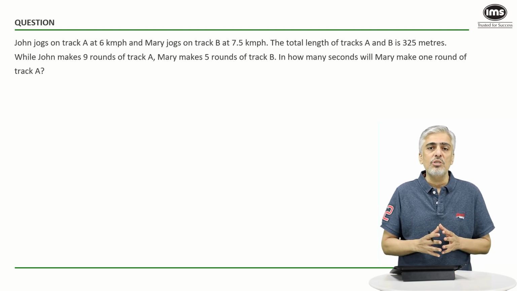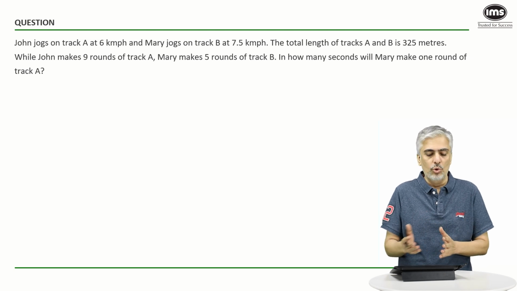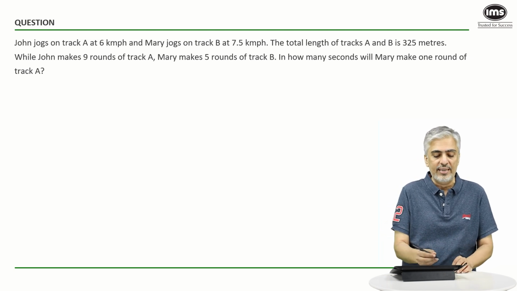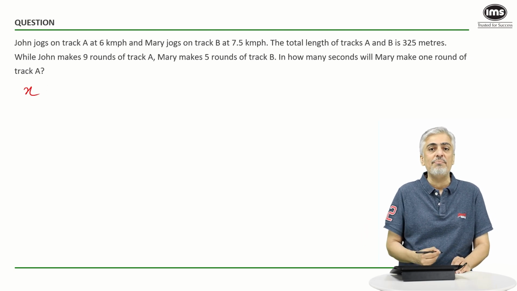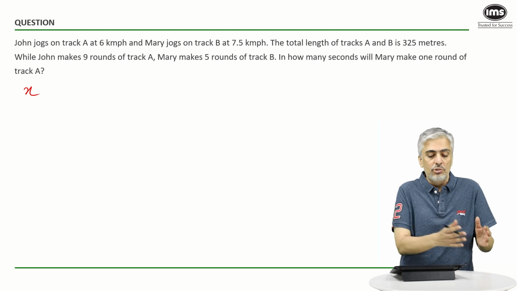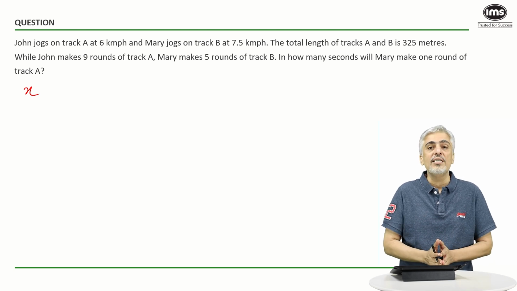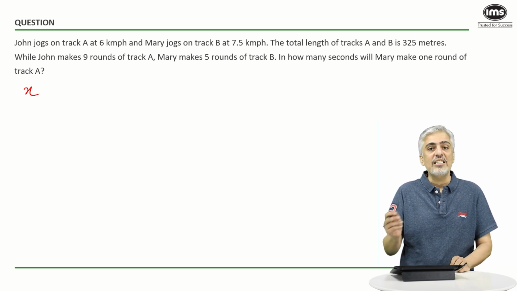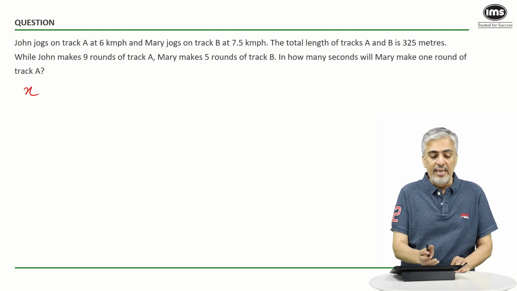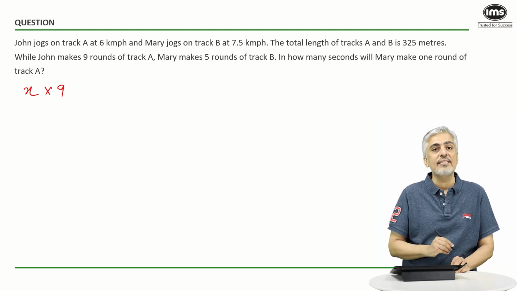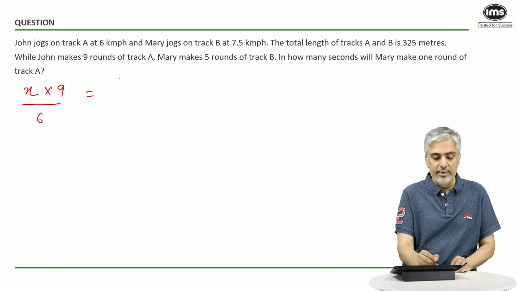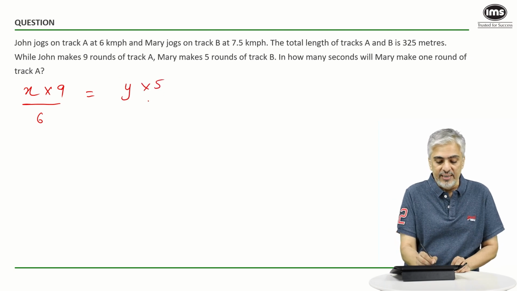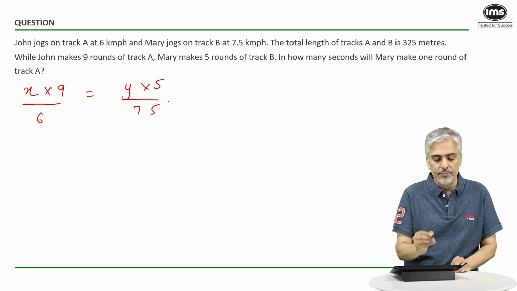So first what we'll have to do is find the length of the tracks. So let's assume that the track which John is jogging is X meters, because 325 meters is the total. Right, so John jogs on a track which is X meters at a speed of 6. While he covers 9 rounds, so 9 into x divided by his speed 6 will be the time taken by him, which should be equal to the time taken by Mary for her track. That is y into 5 divided by 7.5, right?